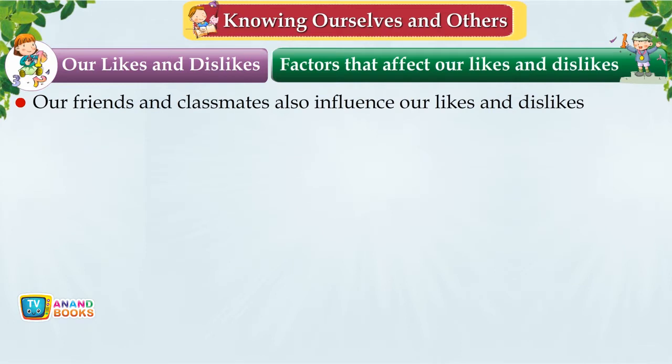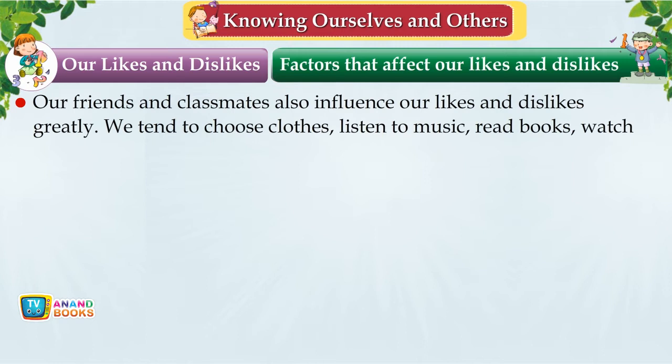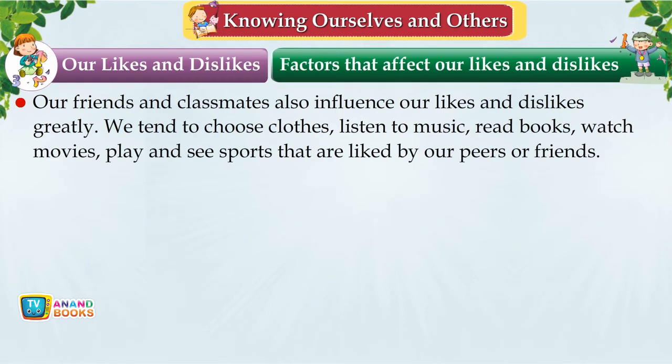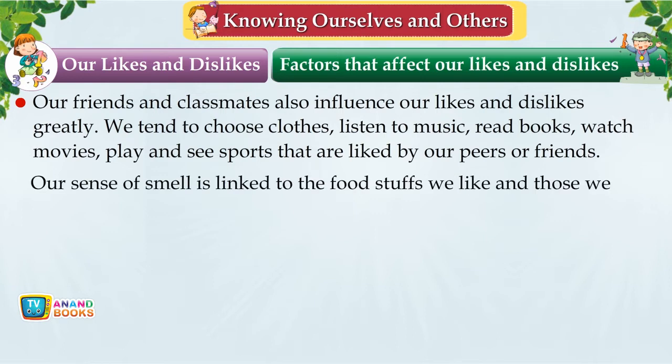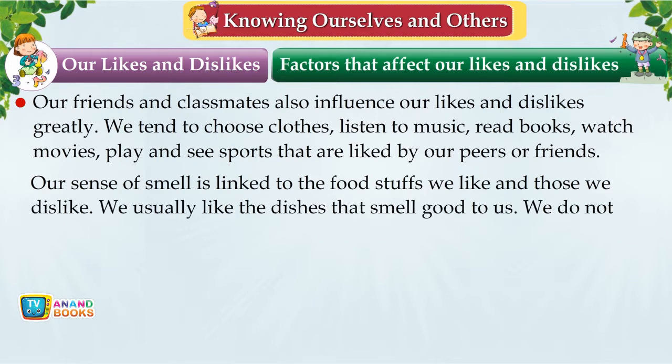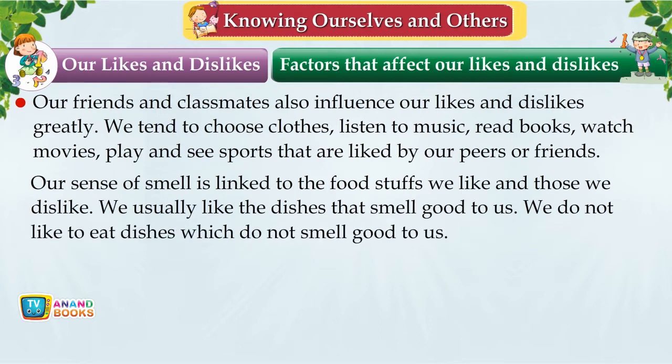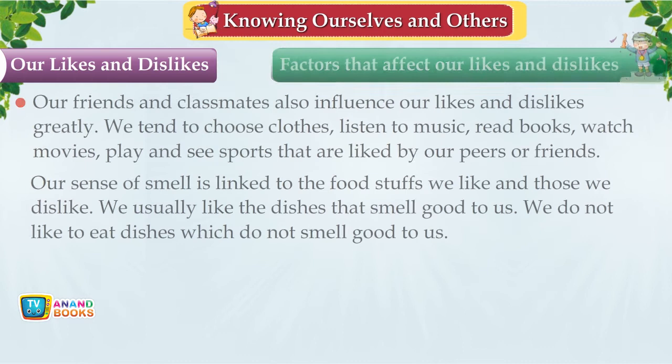Our friends and classmates also influence our likes and dislikes greatly. We tend to choose clothes, listen to music, read books, watch movies, play and see sports that are liked by our peers or friends. Our sense of smell is linked to the foodstuffs we like and those we dislike. We usually like the dishes that smell good to us. We do not like to eat dishes which do not smell good to us.